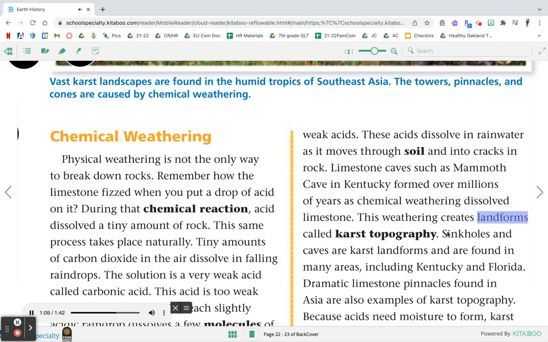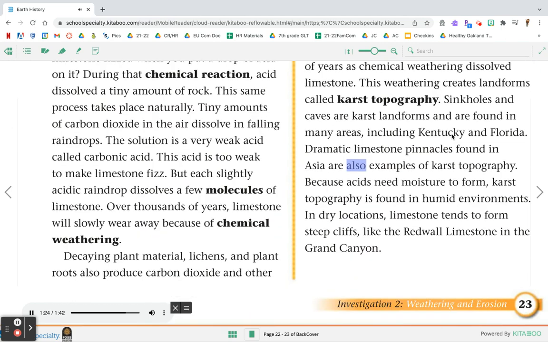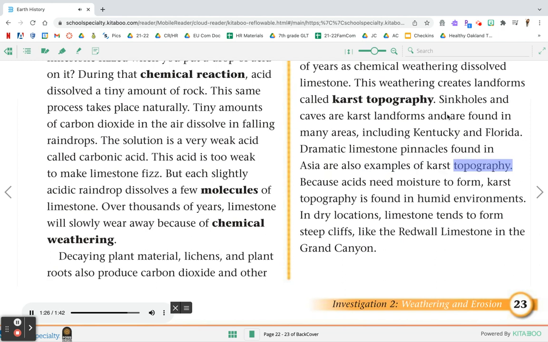This weathering creates landforms called karst topography. Sinkholes and caves are karst landforms and are found in many areas, including Kentucky and Florida. Dramatic limestone pinnacles found in Asia are also examples of karst topography.